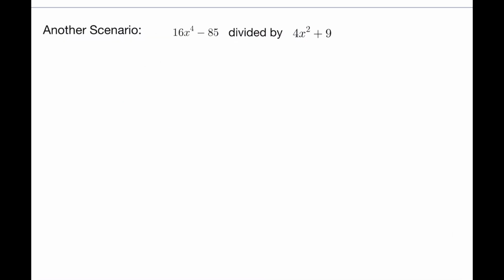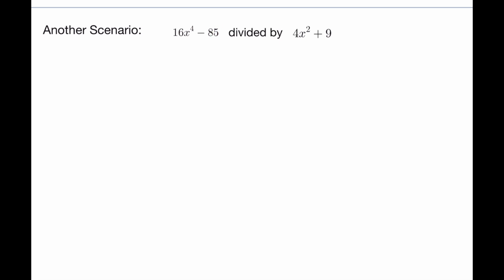Now let's take a look at another scenario. Here we have 16x to the fourth minus 85, and we're going to divide it by 4x squared plus 9. Now what's different about this polynomial is we have a degree of 4, and then we go straight to a degree of 0.